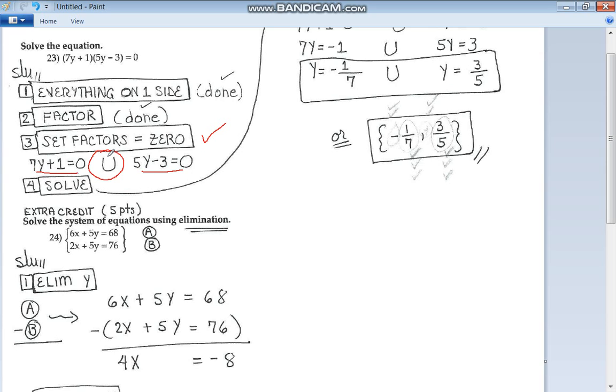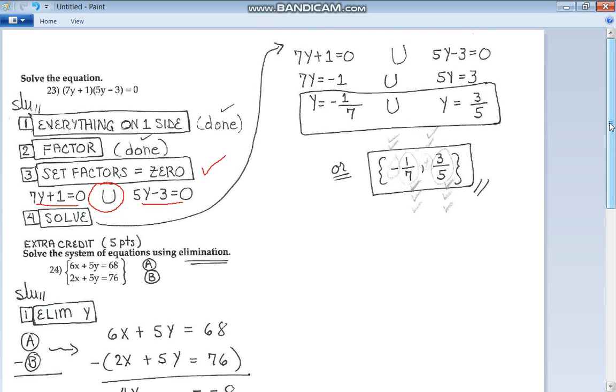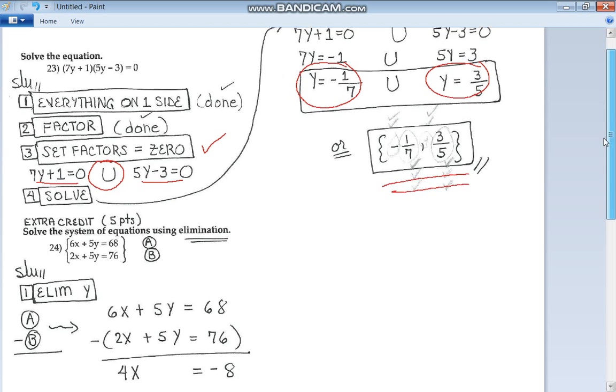Then you solve each of the little equations. For the left equation, you get y equals negative 1/7. For the right equation, you get y equals 3/5. And if you have time, you go back and you check and make sure your answers are good by plugging them into the original question and see that they make the equation valid. You could write your answer this way if you prefer.